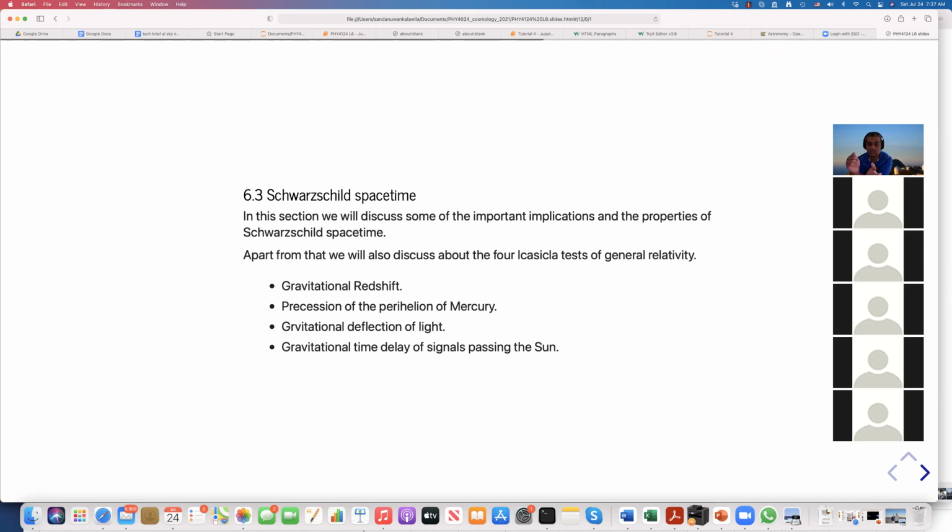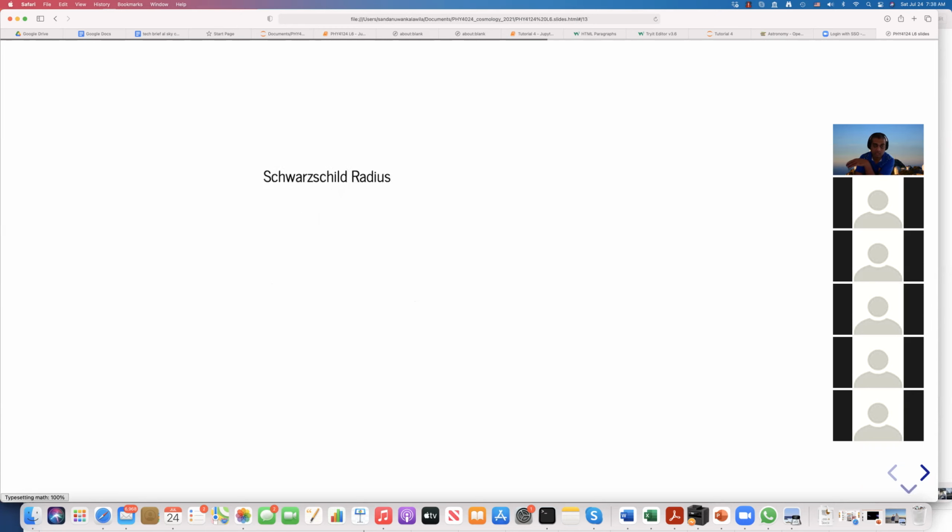Right? That's what happens, and we will talk about that a bit. And then gravitational time delay of a signal passing the sun. So this is one of the experiments, or one of the instances, that proved that Einstein was right in this general theory of relativity. Right? So we actually will discuss all these situations.